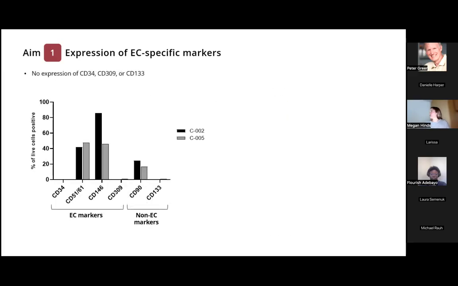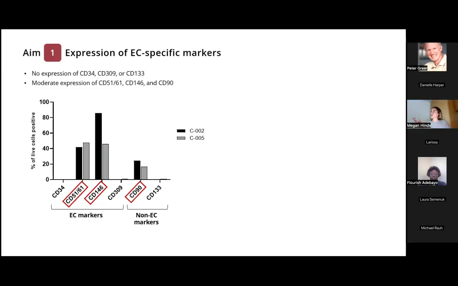And then additional immunophenotyping includes the following markers. So we have no expression of CD34, CD309, or CD133, and then moderate expression of CD51/61, or integrin alpha V beta 3, as well as CD146 and CD90, which again is going to be your fibroblast marker. So from all of this information, it's clear that about 20% of these specific cultures still have some type of contaminating cell in them.